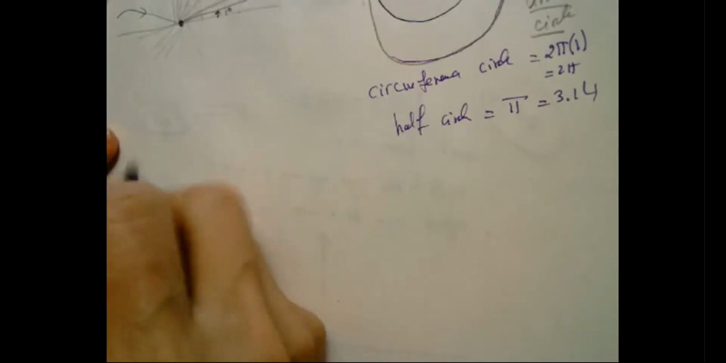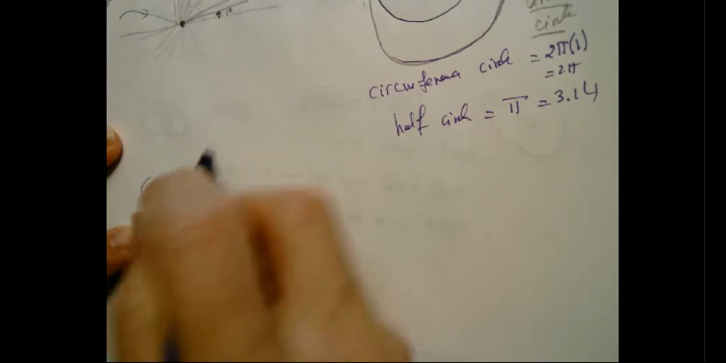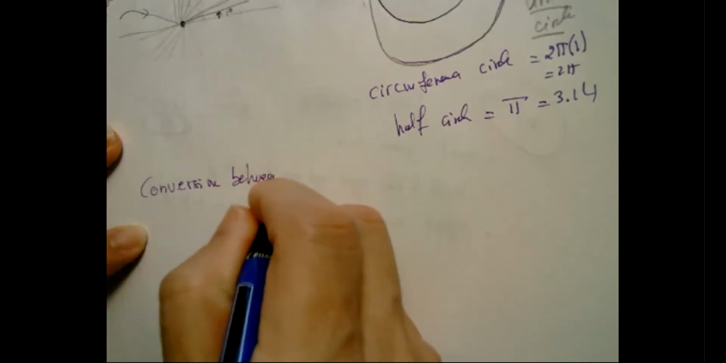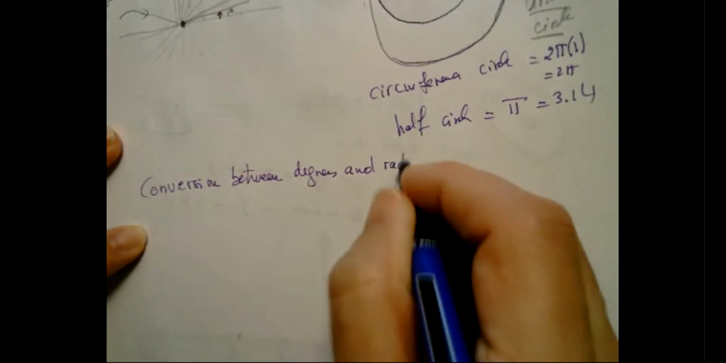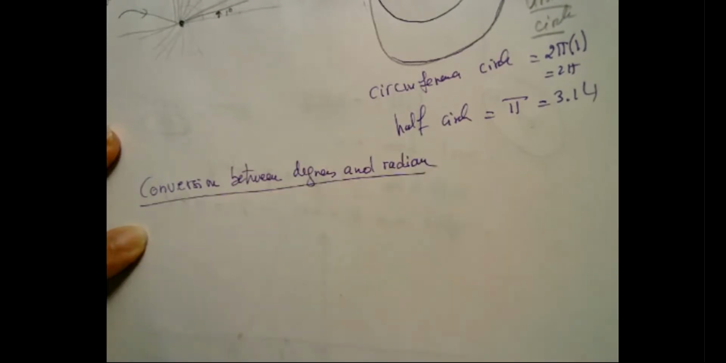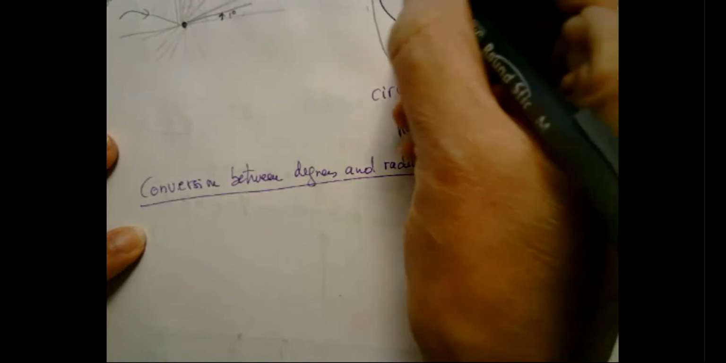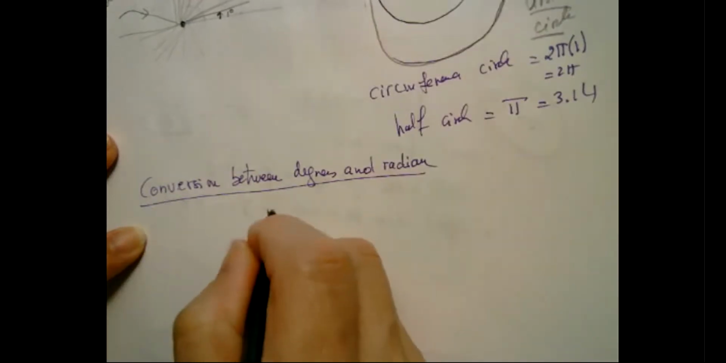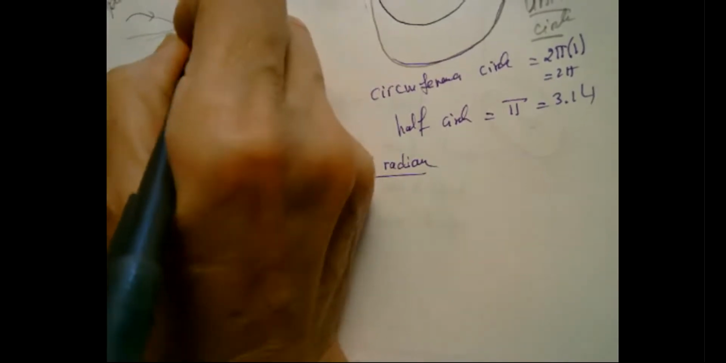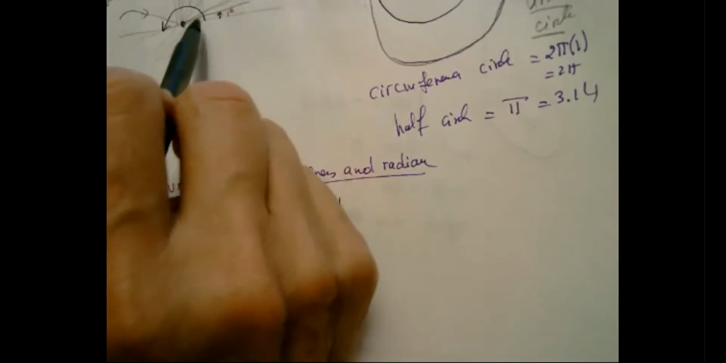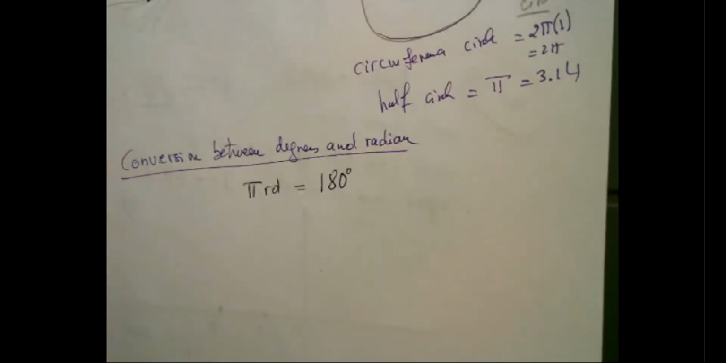Now let us remember the unit conversion between degrees and radians. The conversion is simple. As we said, if we go from here to here, this is pi radian. So pi radian, that's the only one you should remember, coincides to from here to here, because we split the whole circle into 360 pieces, that's 180 degrees. So that's the main conversion between them.